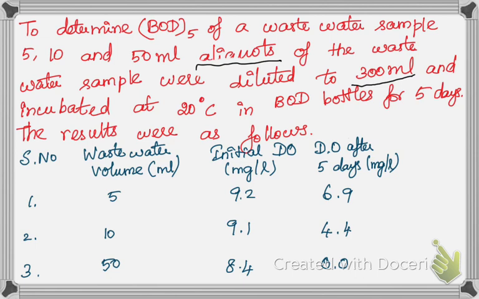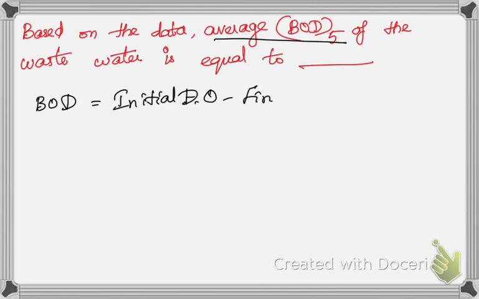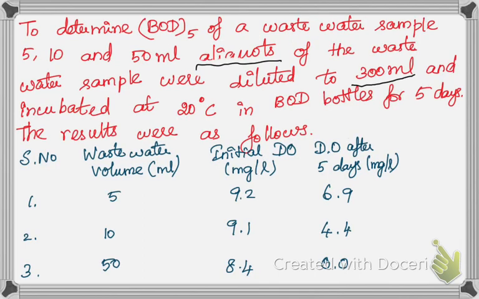If you want to determine the average BOD, which is what is asked in the problem, we should know what the BOD is. The formula for BOD is very simple: initial DO minus final DO, into the dilution factor. In the problem, the initial DO is given, the final DO is also given, and the unknown is the dilution factor. So first we are going to determine our dilution factor.